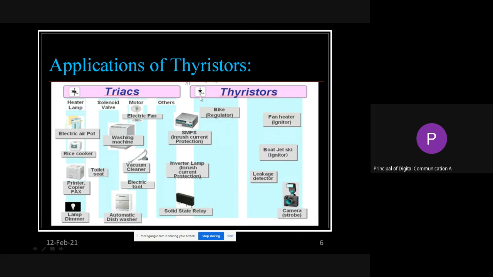So if you are looking at the thyristor here, the symbol they have shown is what we have seen for the SCR. It has three terminals: anode, cathode, and gate. These are a few applications they have shown. In addition, on the left side, the applications of the triac are shown, which we are going to study afterwards. But this is a combined slide, so I have put it over here.